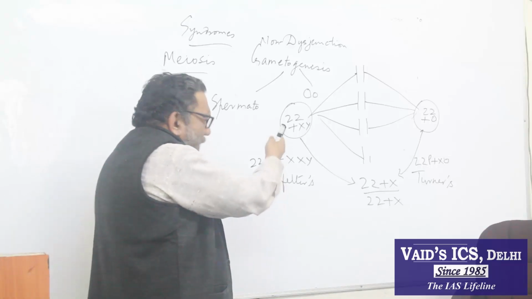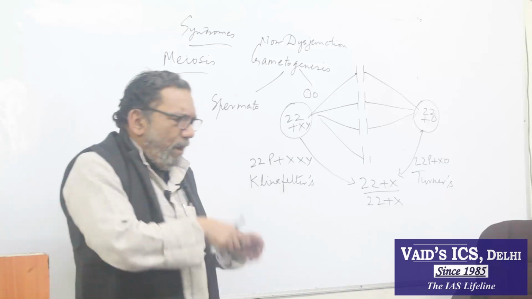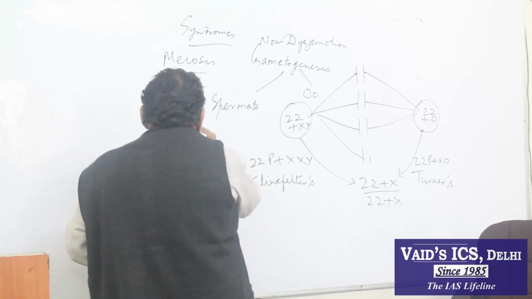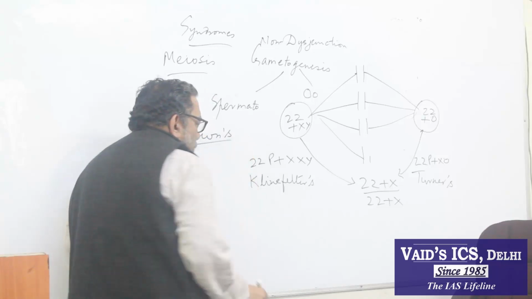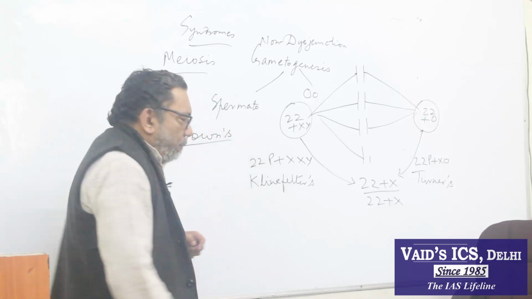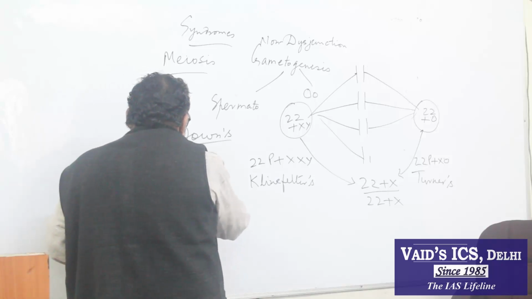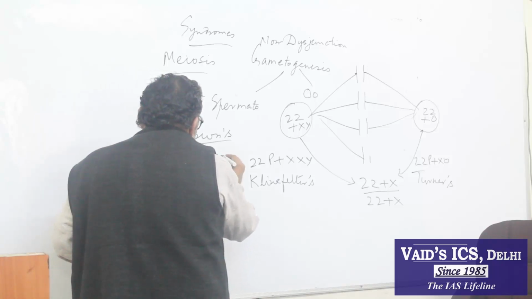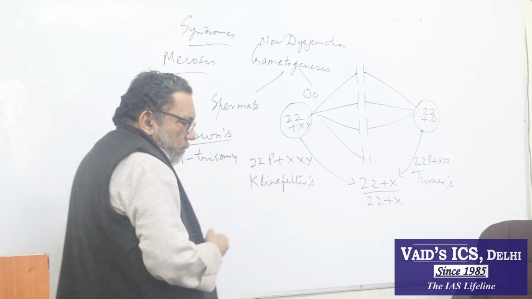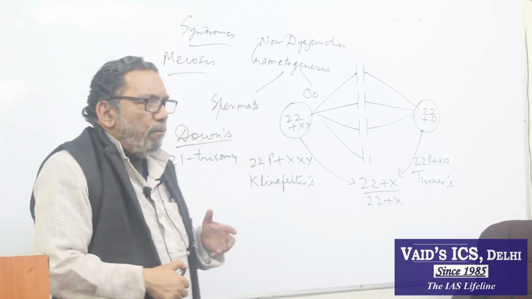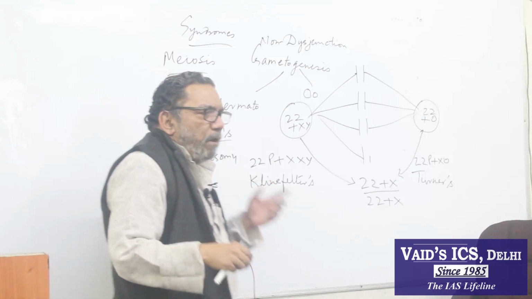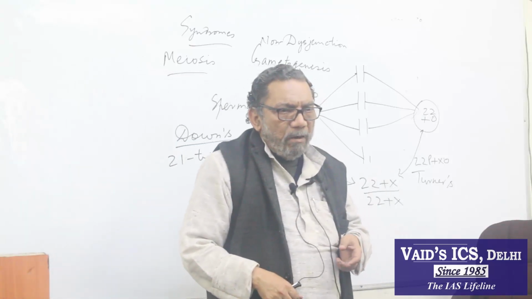Another thing they ask in general studies also, one more that they ask is Down syndrome. Down syndrome is caused by 21 trisomy. 21 trisomy means occurrence of pair number 21 in triple condition.